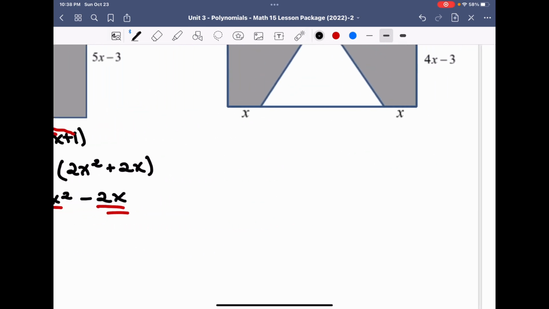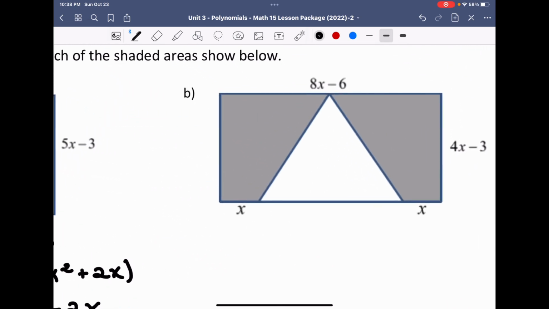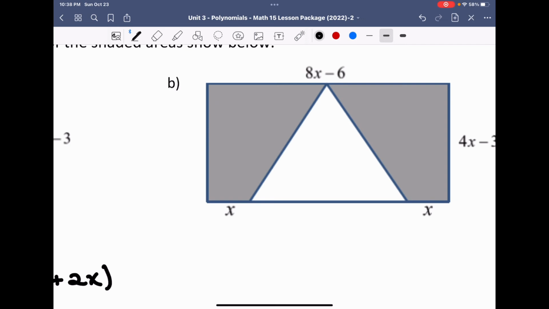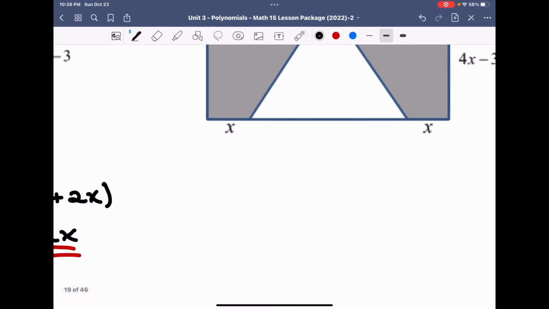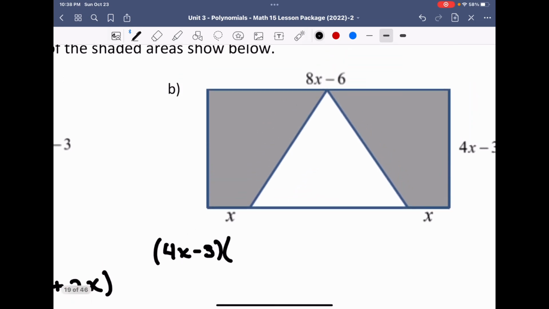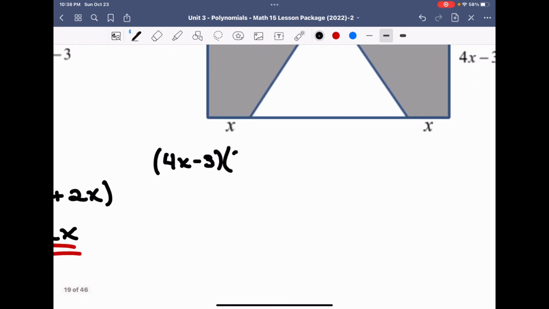Okay, shifting over to a different shape here. We have now a square with a triangle embedded, and we want the area that represents the shaded piece. So if we want this, we're going to have to do the same type of expansion that we've done before, where we take the larger square, which is the 4x minus 3, and multiply it by its length, in this case 8x minus 6.